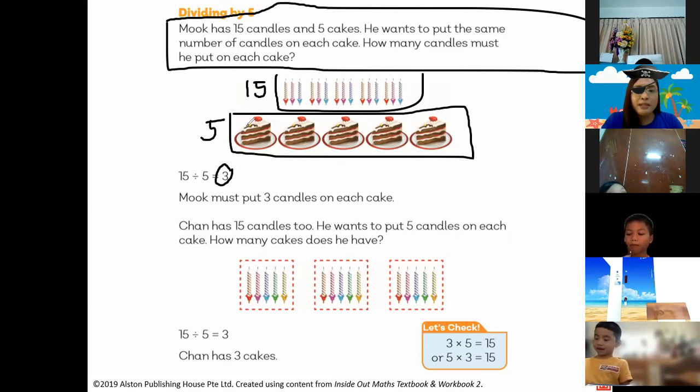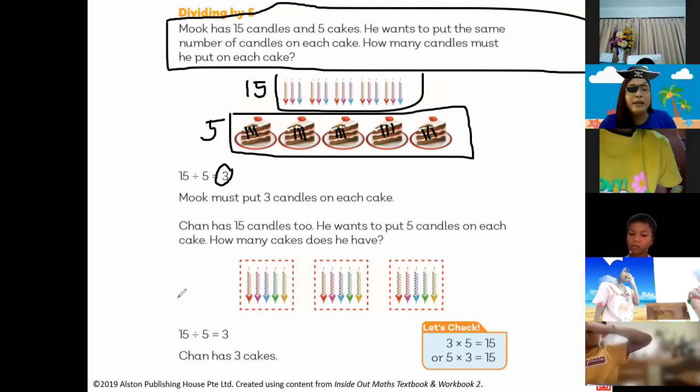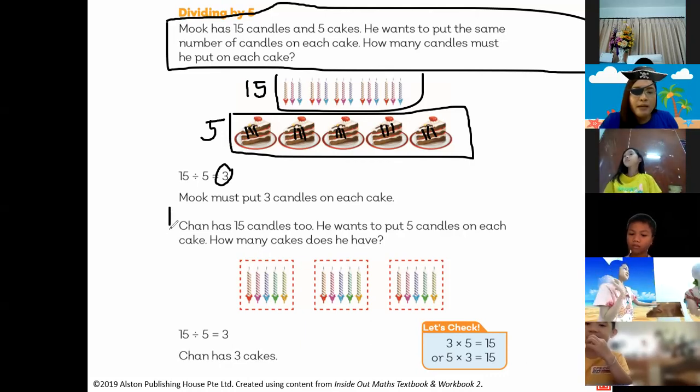So this one, for example, this is the cake, right? So we put 3 here. 1, 2, 3 candles. 1, 2, 3 candles. 1, 2, 3. Another 1, 2, 3, and 1, 2, 3. So there are 3 candles on each of the cakes. So if we count all the candles, it's the same number, which is 15 candles. Okay. So what about this one?